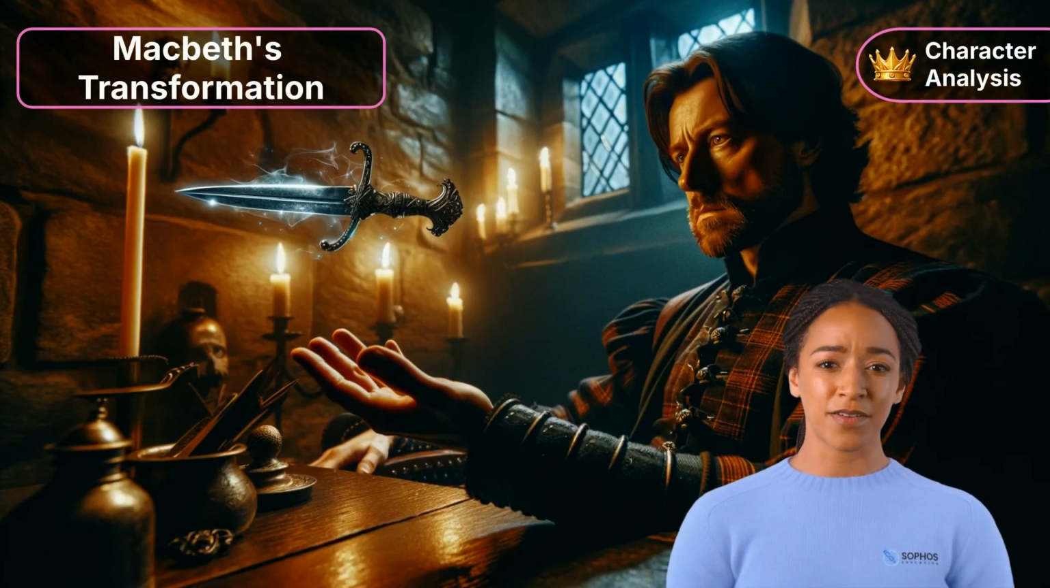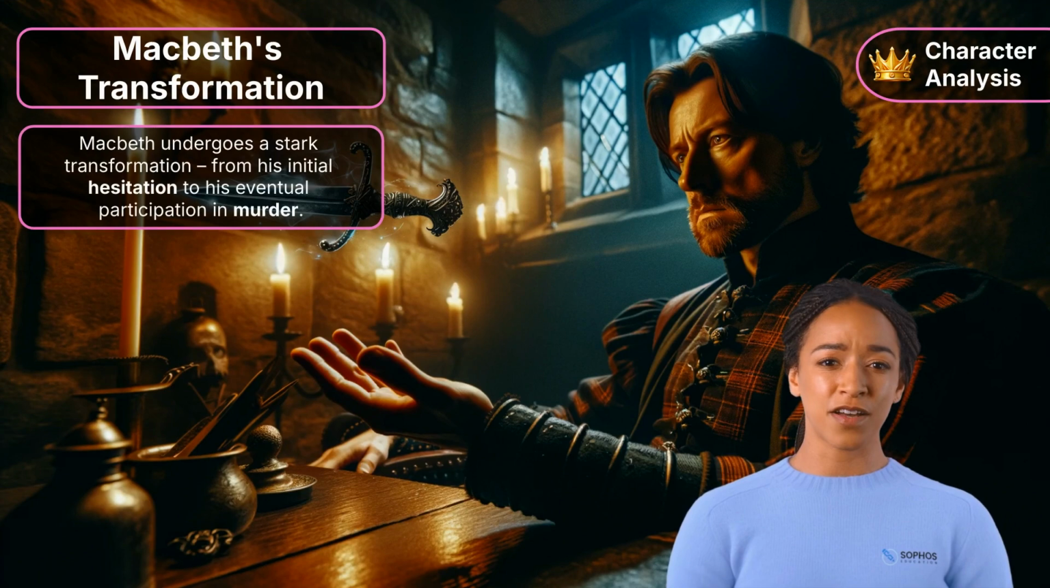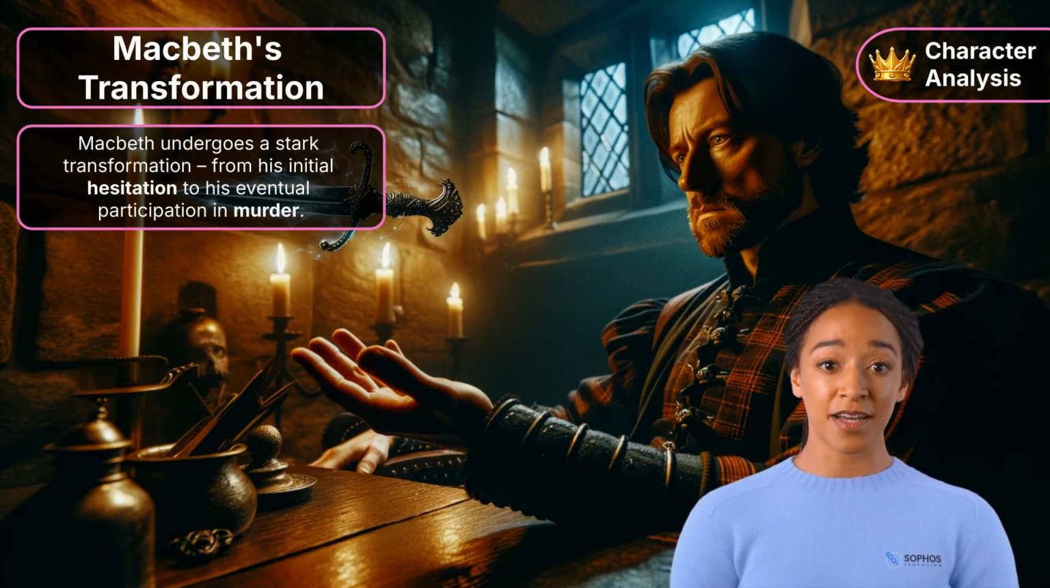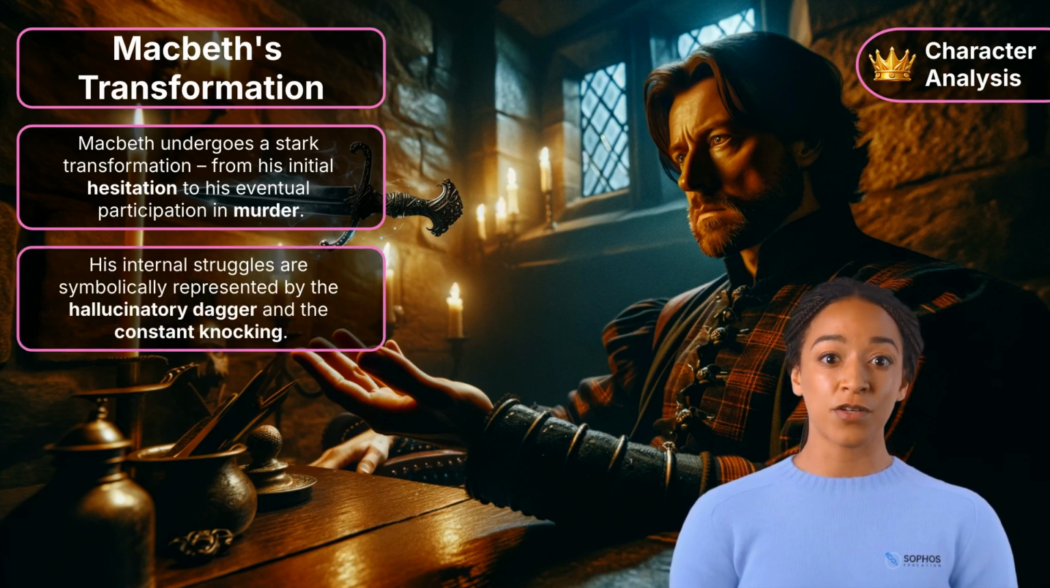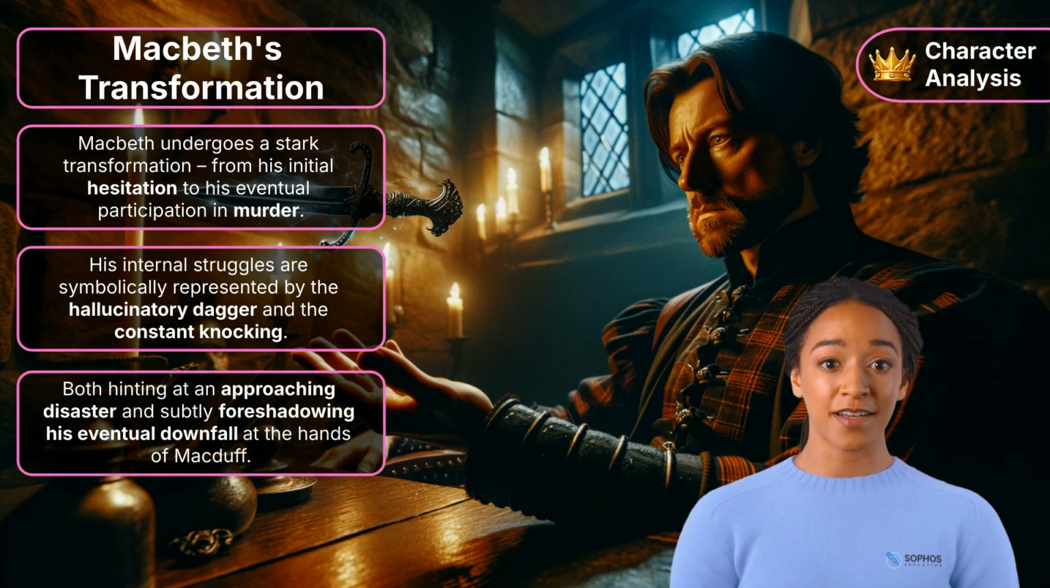Let's move on to character analysis. Notice the stark transformation of Macbeth, from his initial hesitation to his eventual participation in murder. His internal struggles are symbolically represented by the hallucinatory dagger and the constant knocking, both hinting at an approaching disaster and subtly foreshadowing his eventual downfall at the hands of Macduff.